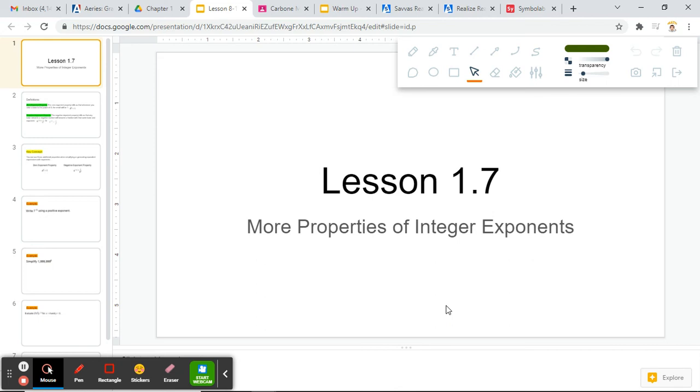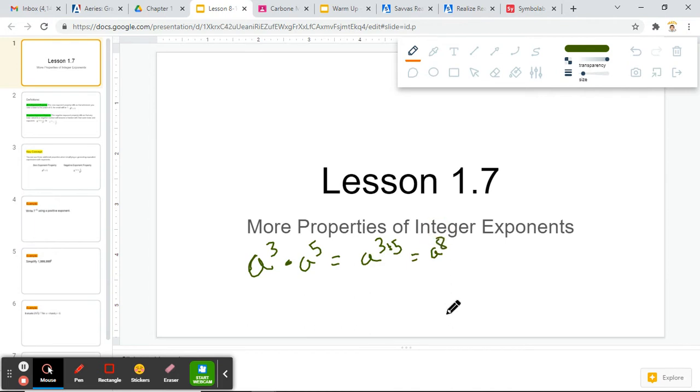Hello class, today we're going over lesson 1.7, and this just goes over more properties of integer exponents. So yesterday we learned about four properties: the power of products, the product of powers, the power of powers, and the quotient of powers property. So remember, those tell us that, for example, if we have a to the third times a to the fifth, we could simplify this by doing a to the 3 plus 5, or a to the eighth.